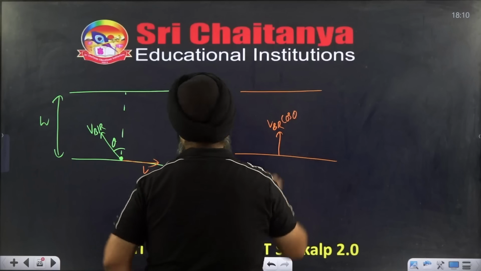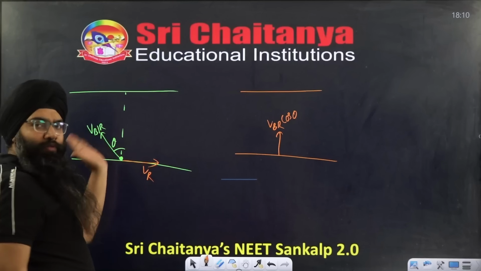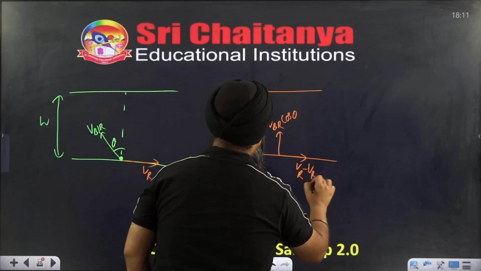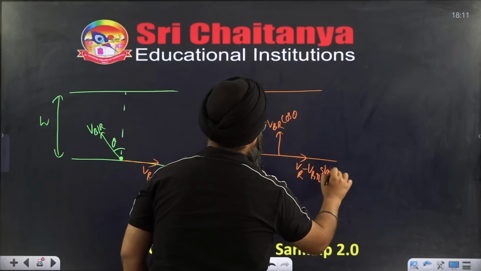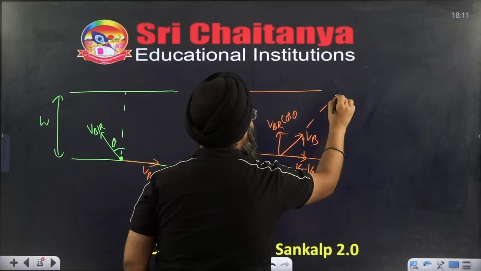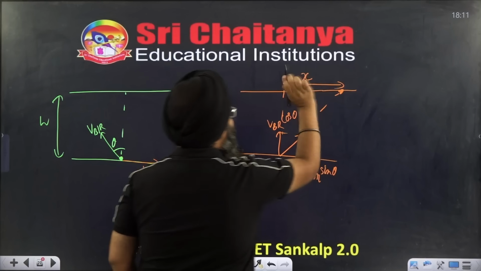VBR cos theta, and here we will get VBR sin theta, and here it is VR. I am assuming VR is more than VBR sin theta. So there will be VR minus VBR sin theta. So basically this will be the value of the velocity of boat, and finally it will reach somewhere here. The horizontal drift is basically this distance.